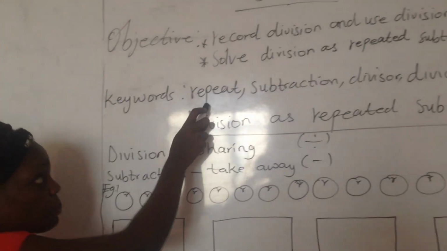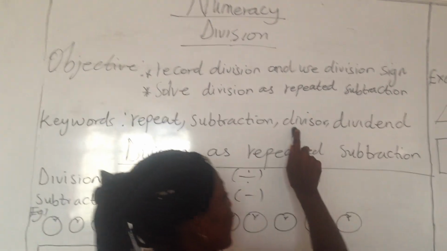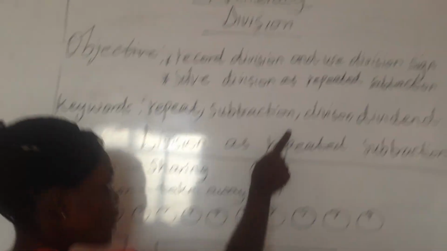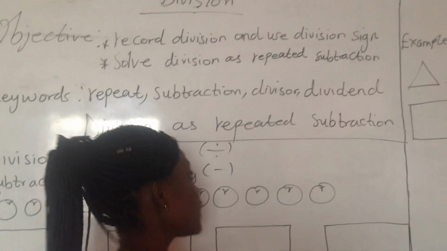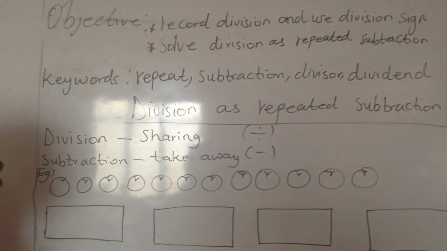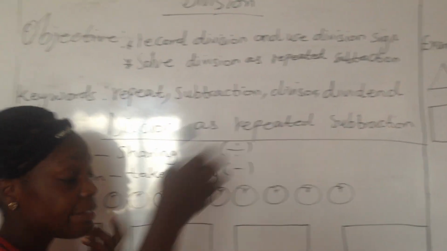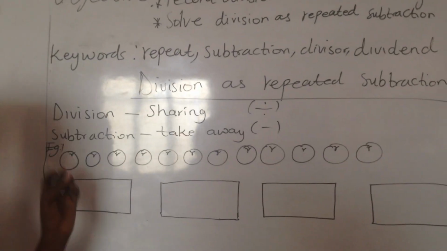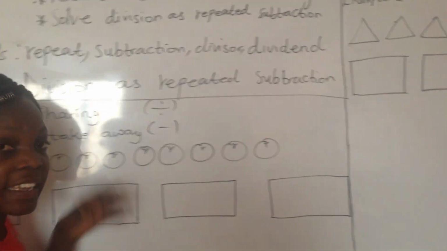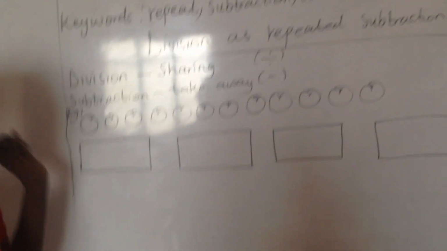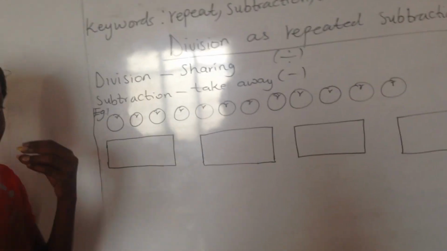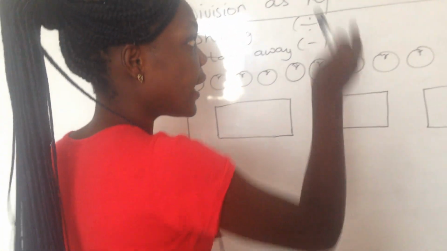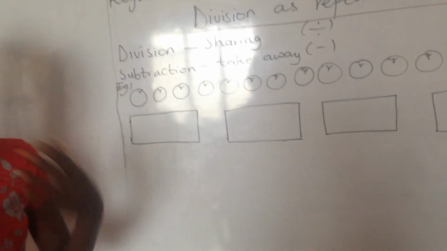And our keywords we have: repeat, subtraction, divisor, and dividend. Repeat is doing something again and again or continuously. Subtraction, taking away. The divisor is the one that you use to divide something. And the dividend is the number that you'll be dividing, or the one that you'll be sharing.